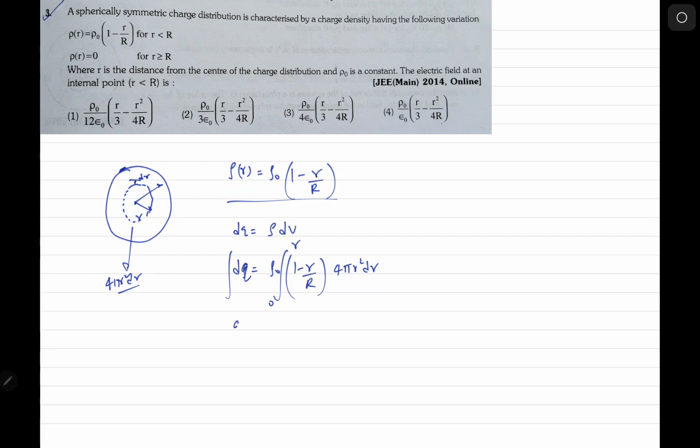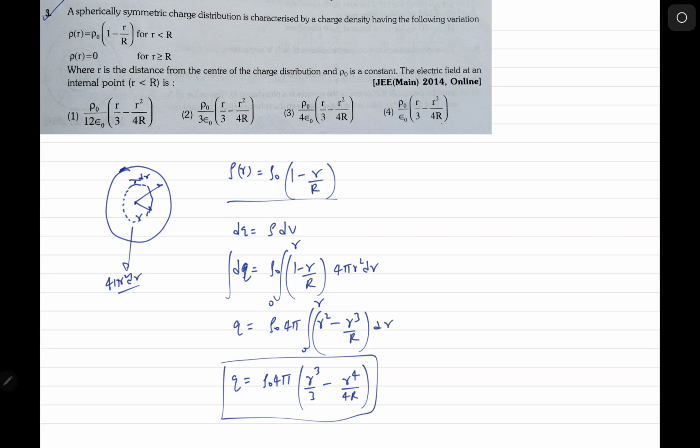So q is equal to rho naught 4 pi integral of (r square minus r cube by R) dr, limit 0 to r. The enclosed charge comes as rho naught 4 pi (r cube by 3 minus r to the power 4 by 4R). So this is the enclosed charge.